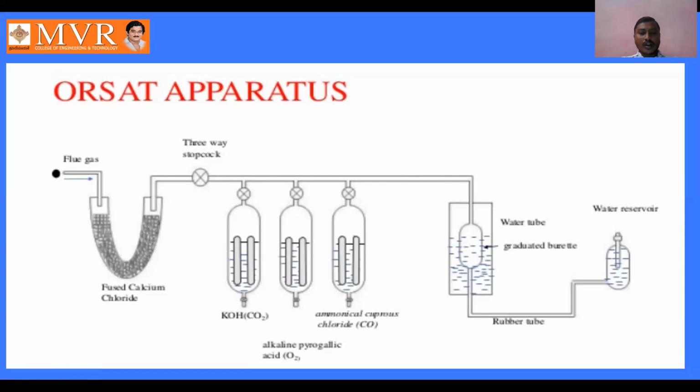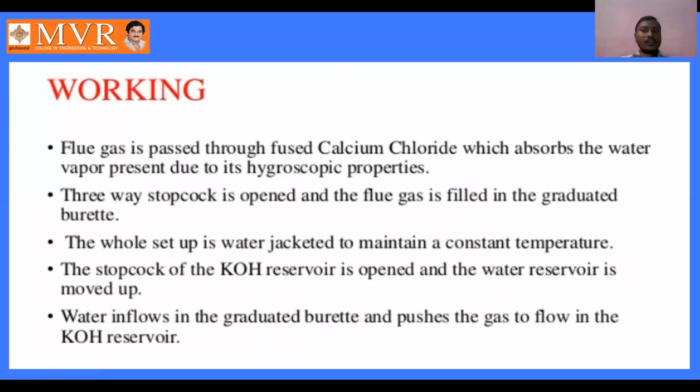This is how we study the Orsat apparatus by observing the first bulb, second bulb, and third bulb clearly. See here, we can study the working of this flue gas. Flue gas is passed through fused calcium chloride, which absorbs the water vapor present due to its hygroscopic property. The three-way stopcock is opened, and the flue gas is filled in the graduated burette.